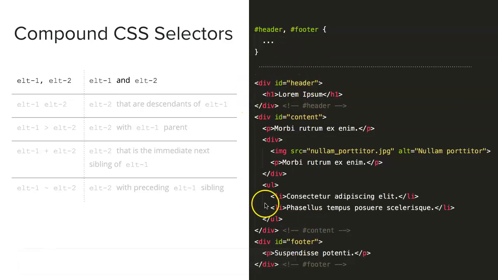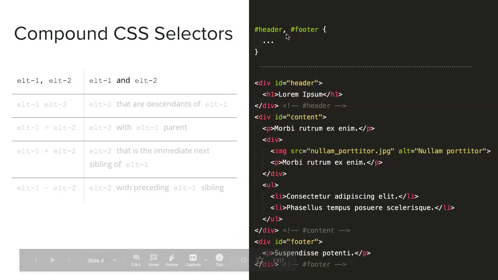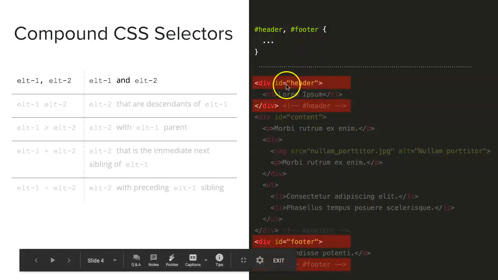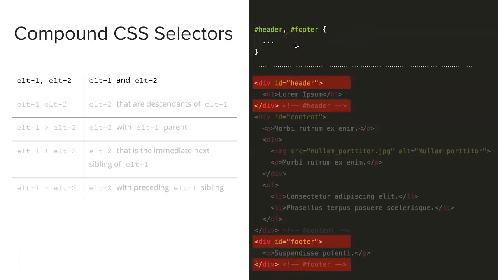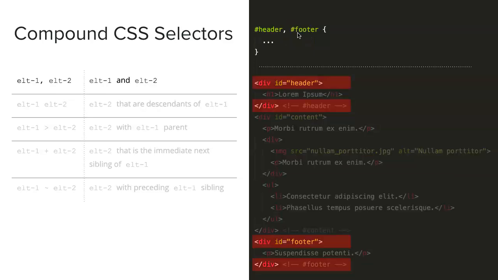This div has ID header. This div has ID footer. So you could do header, comma, footer, and what that does is it selects both of them. So you could do header, comma, footer, and then if you want both the header and the footer to have, I don't know, let's have a background color pink, you simply write background color pink, and then the header and the footer will have background color pink. So everything in between the curly braces will be applied there. Okay, so that's one type of compound selector.